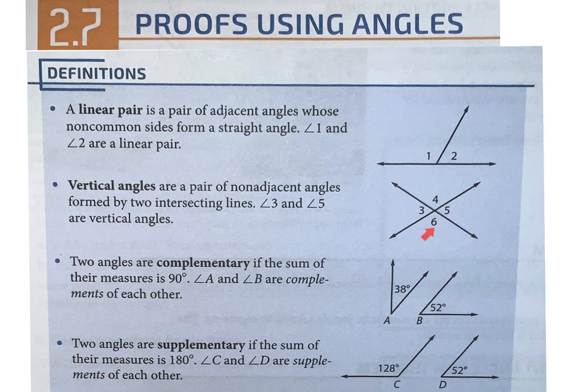So vertical angles are formed by intersecting lines, and they are the non-adjacent ones. The adjacent ones would be a linear pair. The non-adjacent ones would be vertical angles.